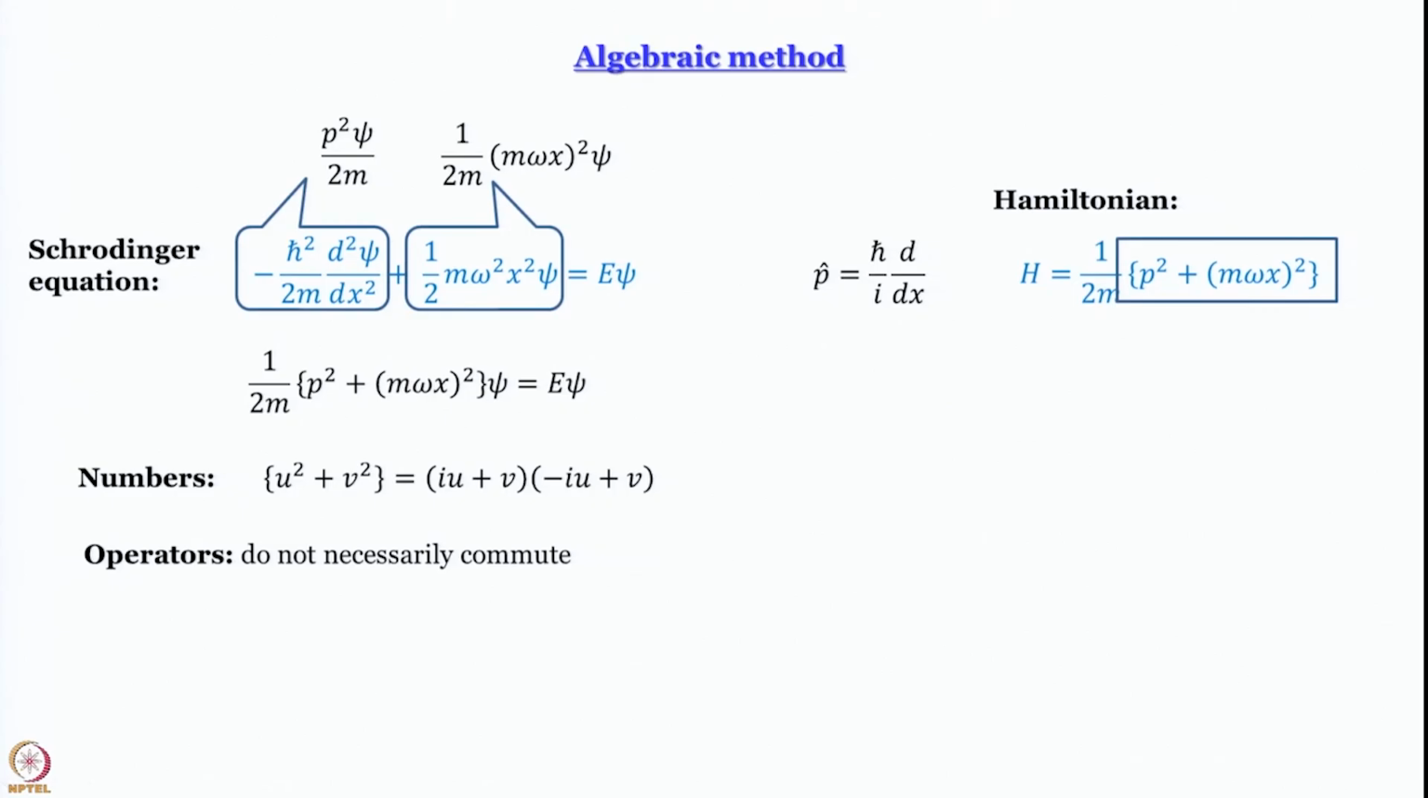If the operators commute, then some special property arises. Again, let us take a check on that, but operators do not necessarily commute. So, it is not easy to factorize this u square plus v square kind of expression into two products. But we will still try and see what is the form of this kind of product. We will take i into p plus m omega x and we will take minus i into p plus m omega x, multiply them together and see what we get.